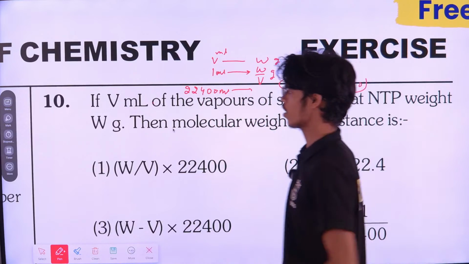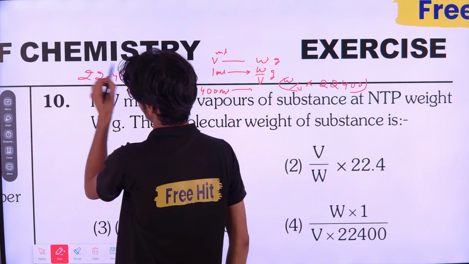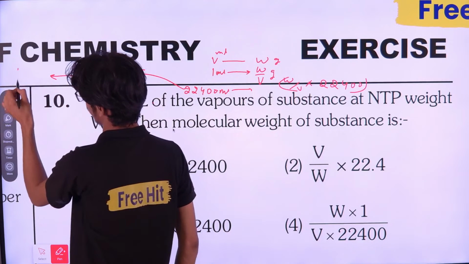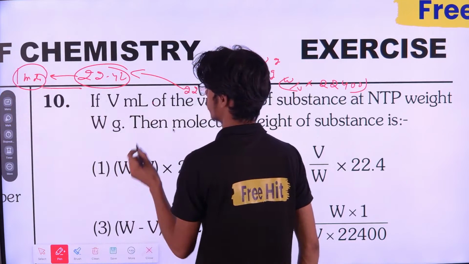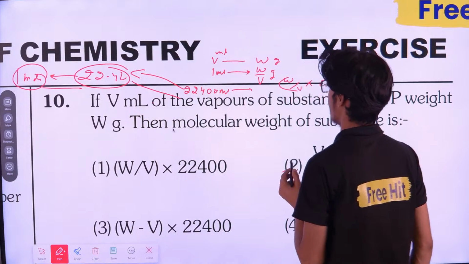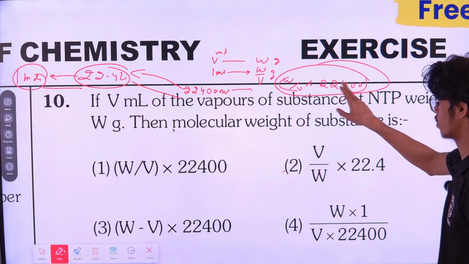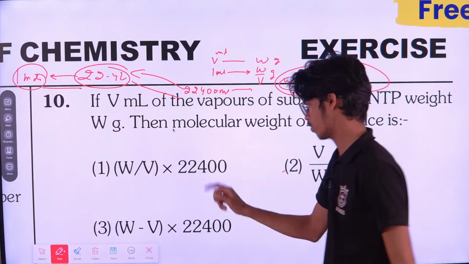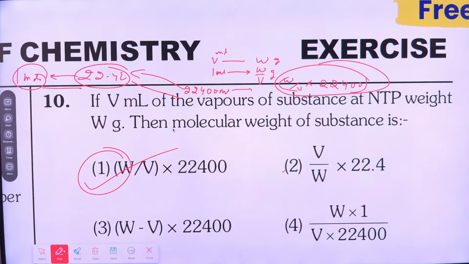And what is 22,400 milliliter? It is 22.4 liter, which is actually 1 molar volume. It means it is 1 mole of a gas. So 1 mole is 22.4 liter, 22,400 milliliter, and this is the mass: W by V into 22,400. This is going to be the right option. Got it? Let's see who has answered this problem. So Priya Jyoti, you are the first one to answer this problem. 10th, option number 1. Very good.